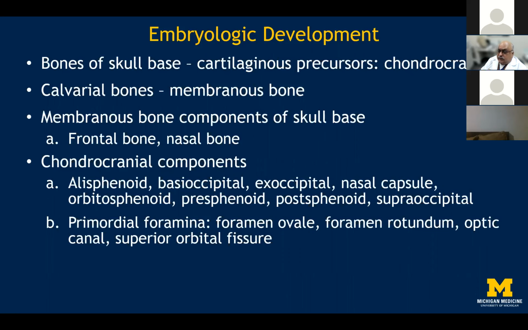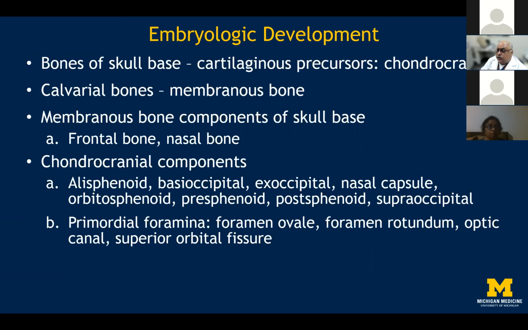the frontal and nasal bones are the only two components which are of membranous bone ossification, and the chondrocranial components include the majority of the components of the sphenoid bone, the occipital bone, and portions of the orbit, as well as the junction between the occipital bone as well as the sphenoid bone.